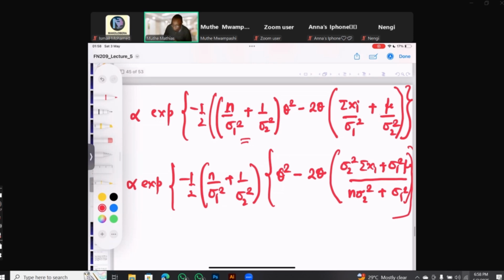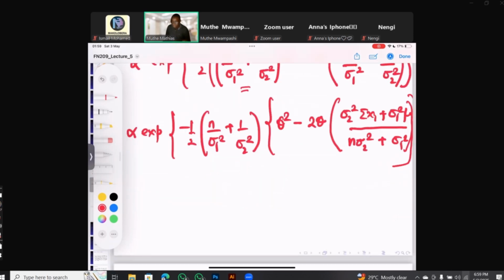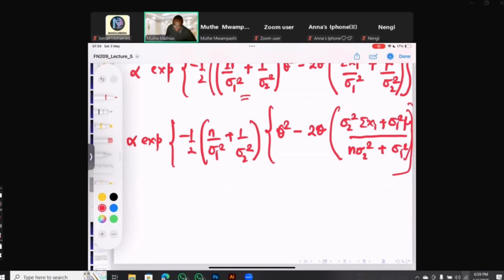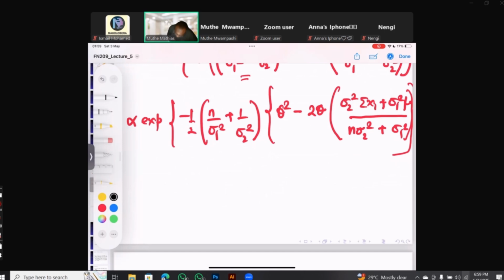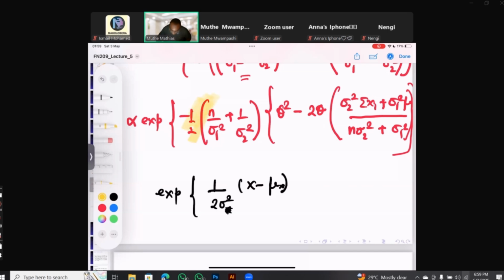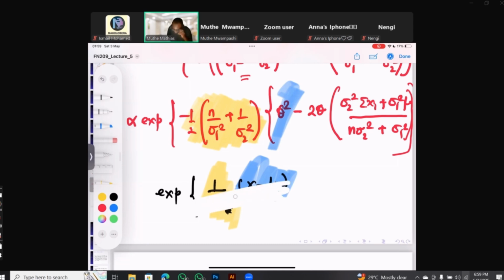Okay, so now here we go, kwa sababu ukiangalia ni kama normal distribution, sio? So you can see here kwamba this one here is similar to the exponent of a normal distribution, which is 2 sigma square and then x minus mu. Maybe let me denote this one here by stars and then this one here by stars. Kwa sababu you can see this part here corresponds na this part here, and then the remaining part here corresponds na this part. Oh, bado hatujaitengeneza.